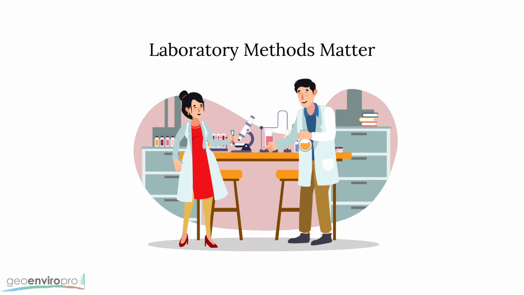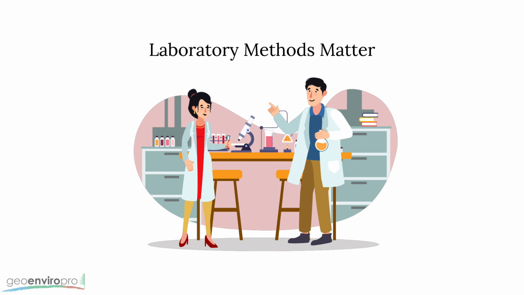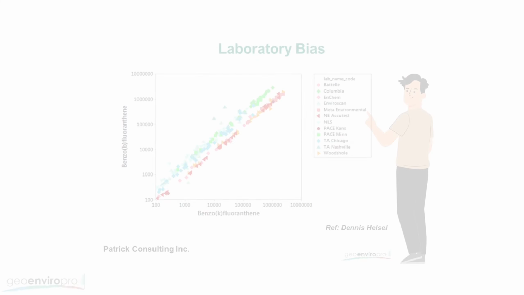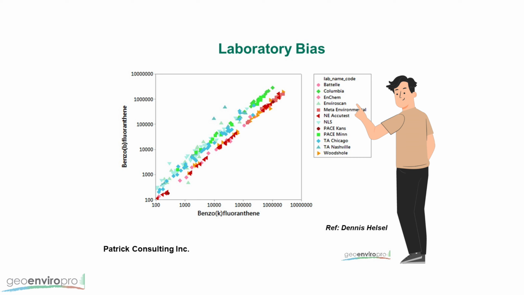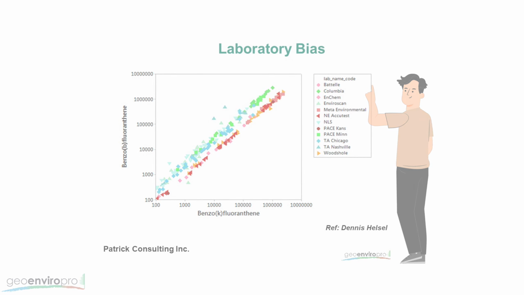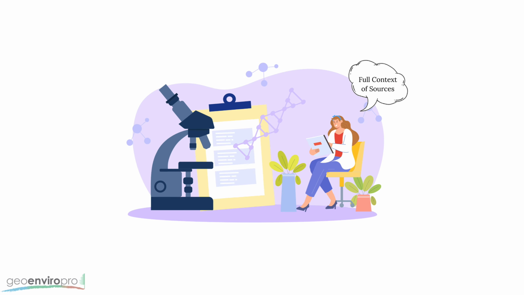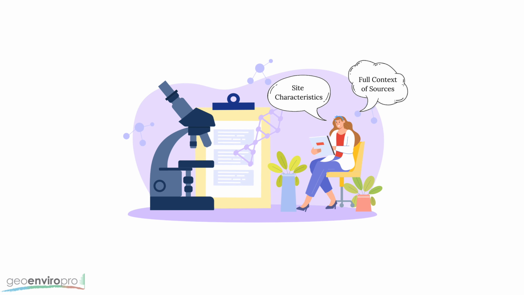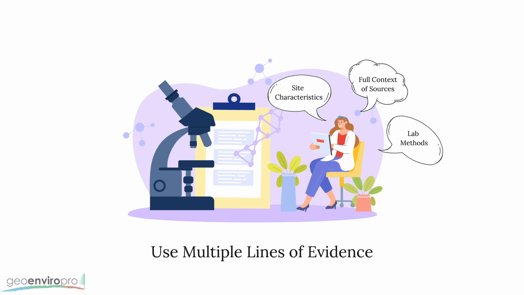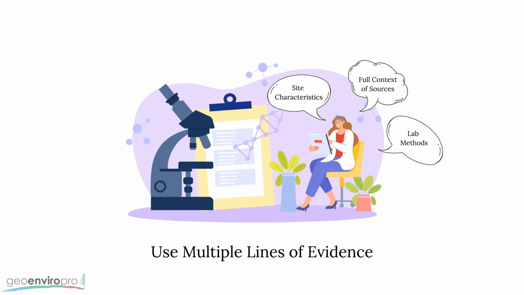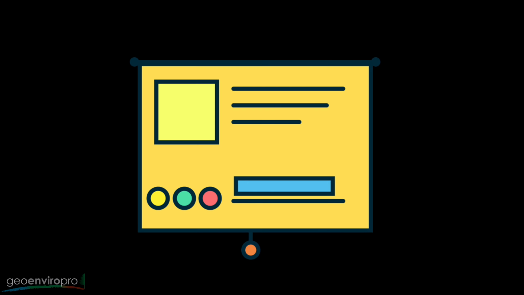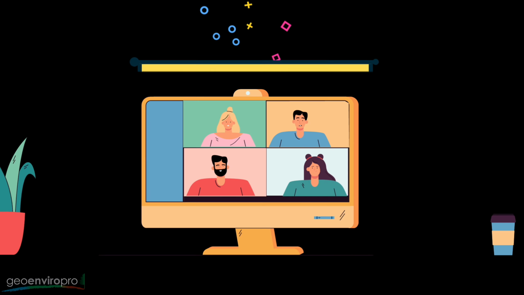Laboratory methods matter. Labs that cannot differentiate closely related compounds might produce biased results, potentially skewing conclusions. Always consider the full context of sources, site characteristics, lab methods, and use multiple lines of evidence when interpreting these patterns. Thank you for joining us on this brief journey through forensic chemistry.